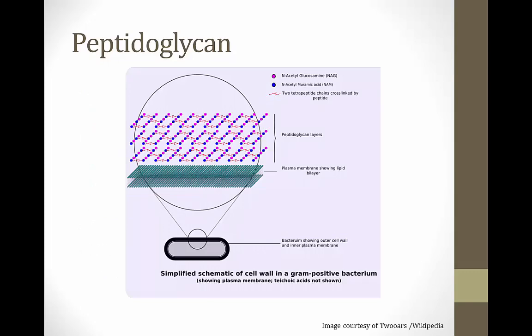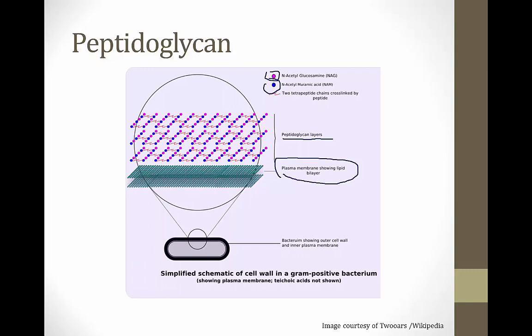So here is a schematic representation of the cell wall of a gram-positive bacteria. First you've got the lipid bilayer, that's the cell membrane. Remember I told you that both gram-positive and gram-negative bacteria have a cell membrane. And then we've got these layers of sheets of peptidoglycan. The sugars are shown by the pink and blue dots. The pink dots are the N-acetylglucosamine sugars, and the blue dots are the N-acetylmuramic acid.